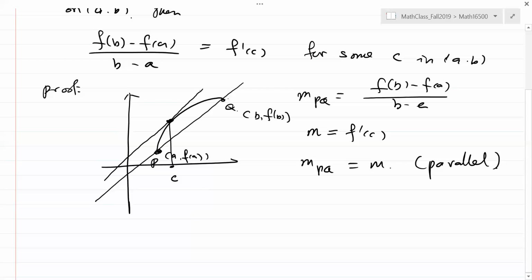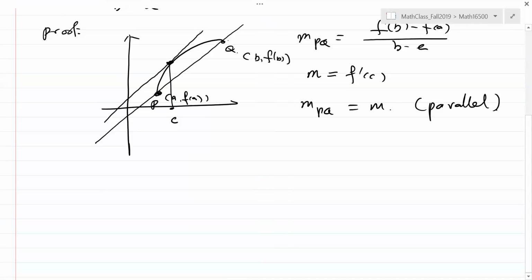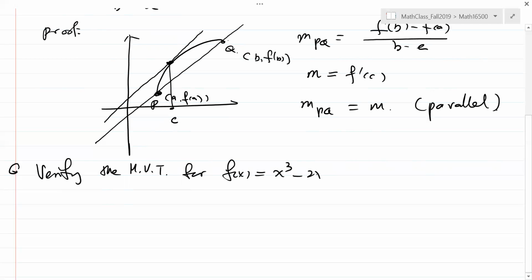Now, we have a bunch of exercises to verify this theorem using examples. Verify the mean value theorem for the function f of x equals x cubed minus 2x squared minus 4x plus 2 on the interval from negative 2 to positive 2.